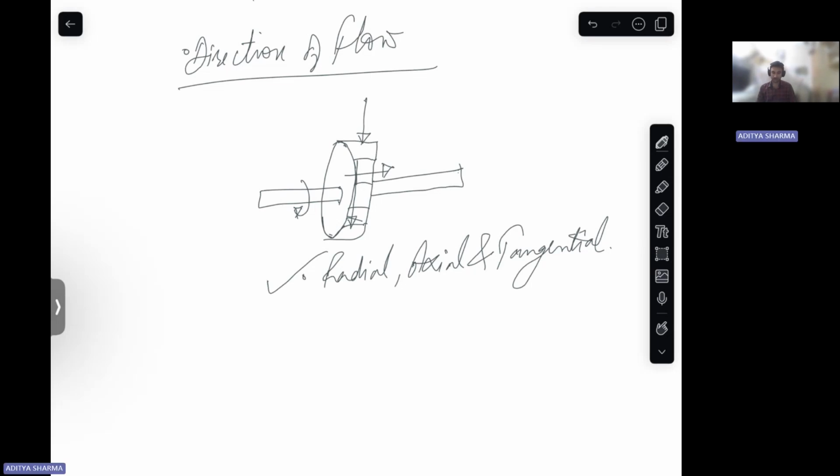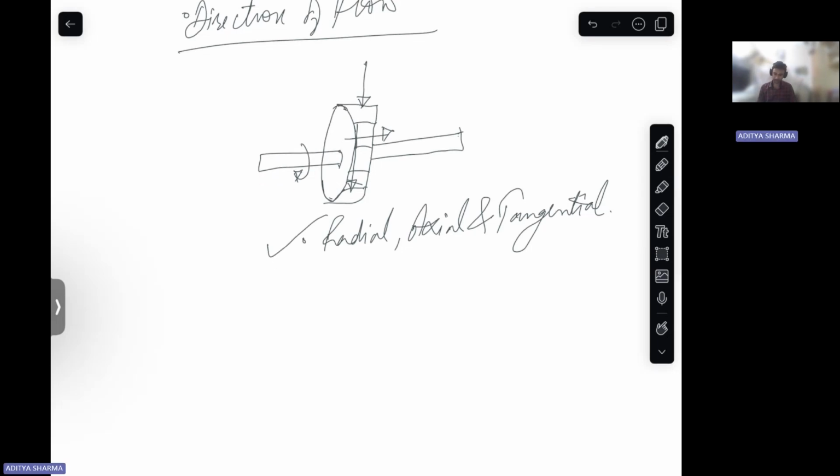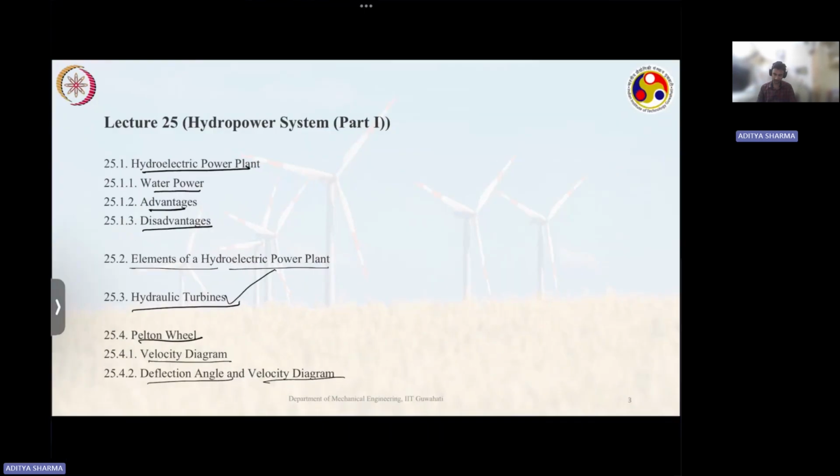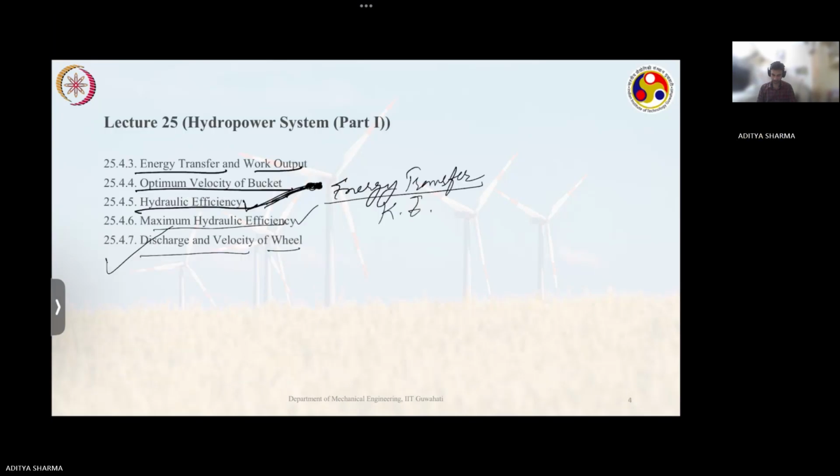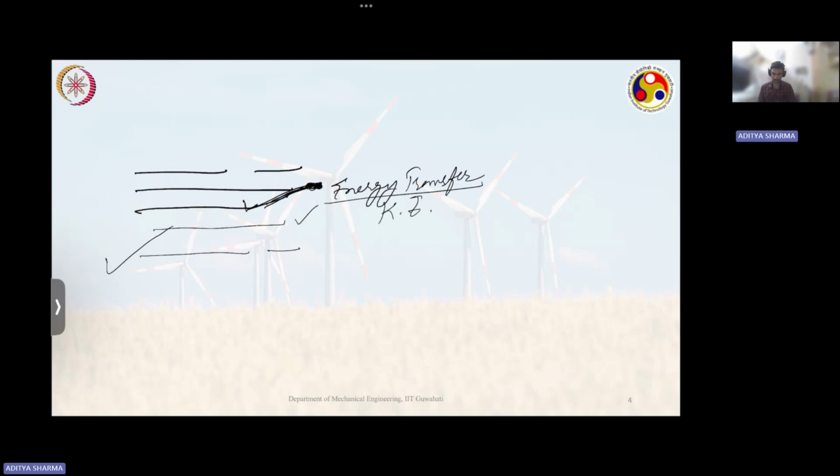Then the Pelton turbine has been discussed. If you see the topics, the Pelton turbine has been discussed. About 7 subheadings are there in this topic.